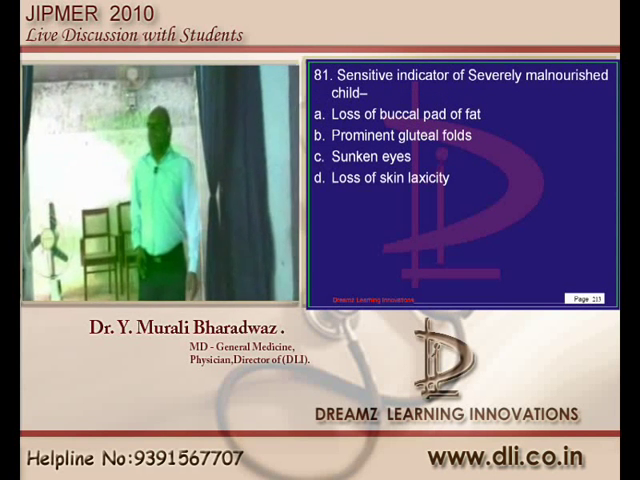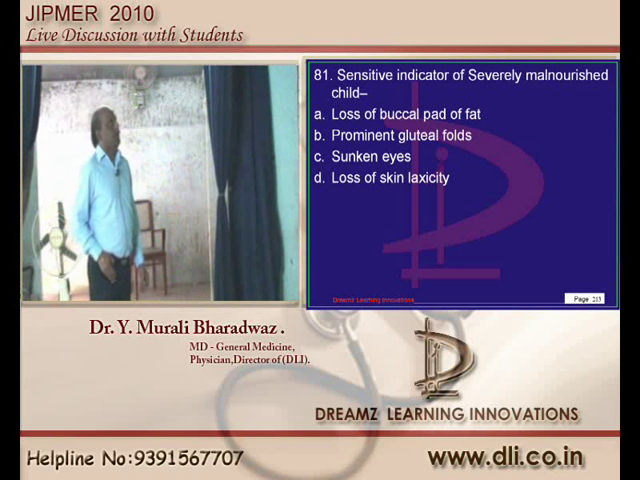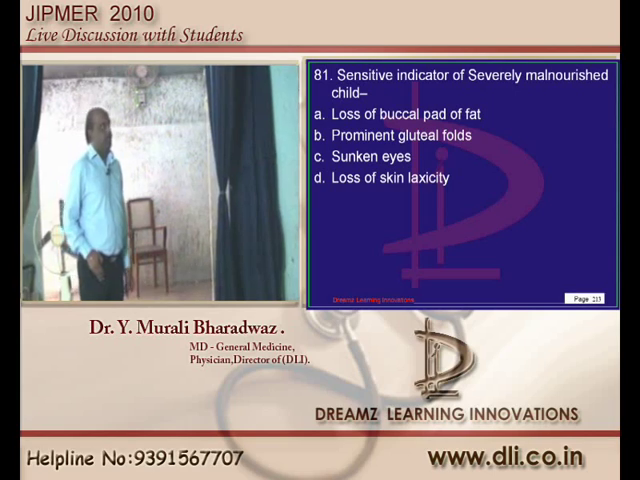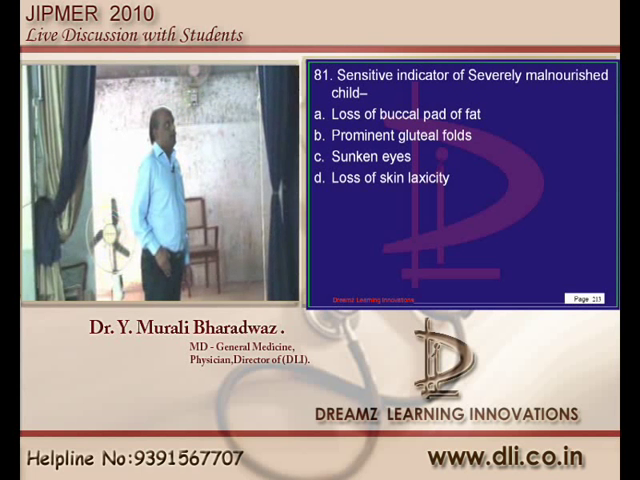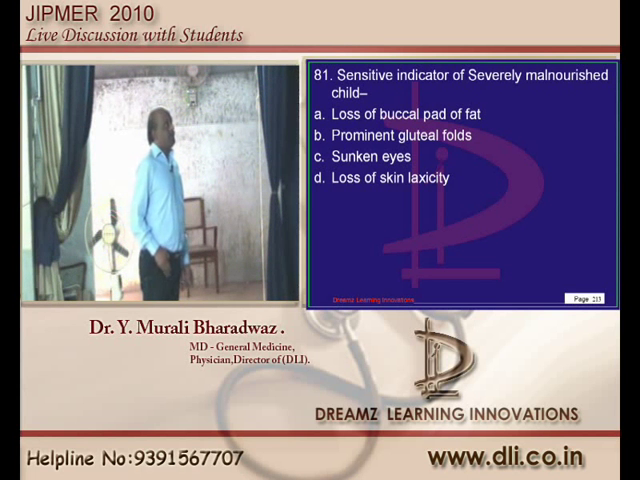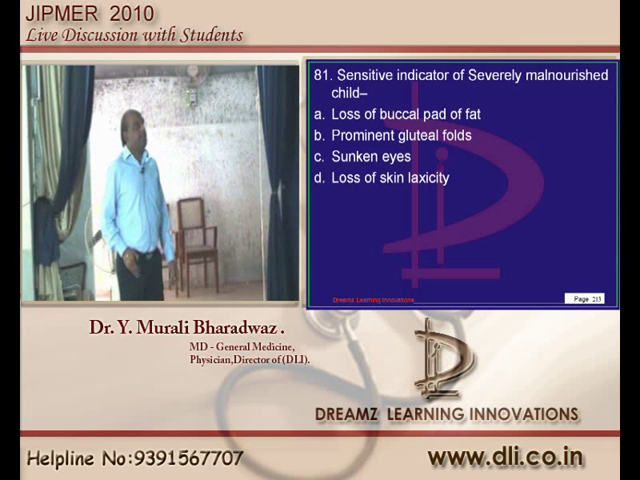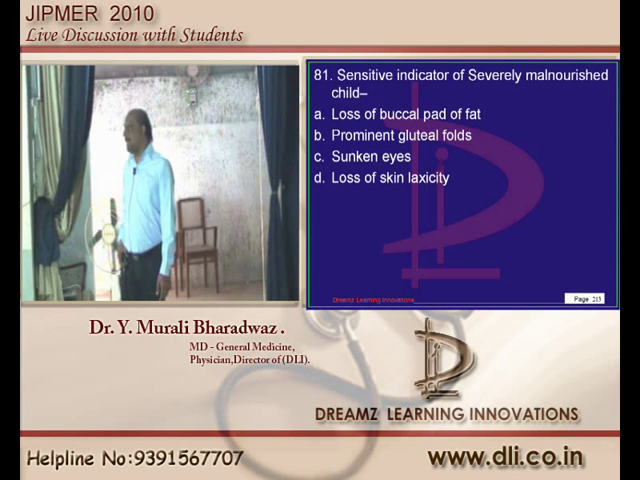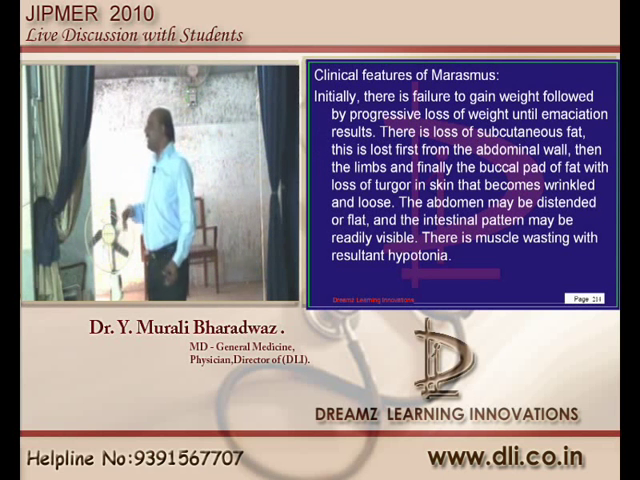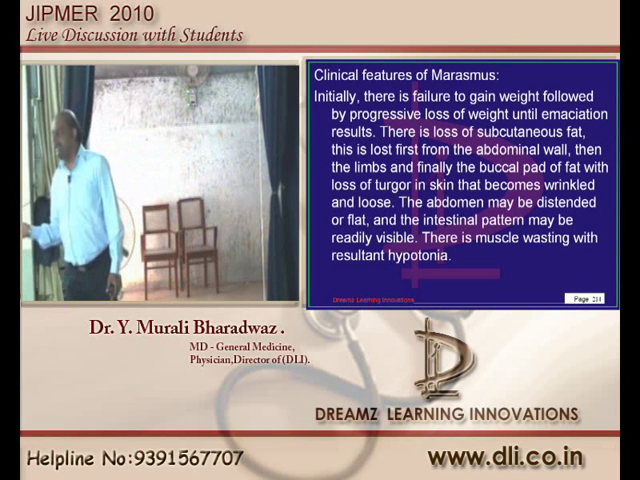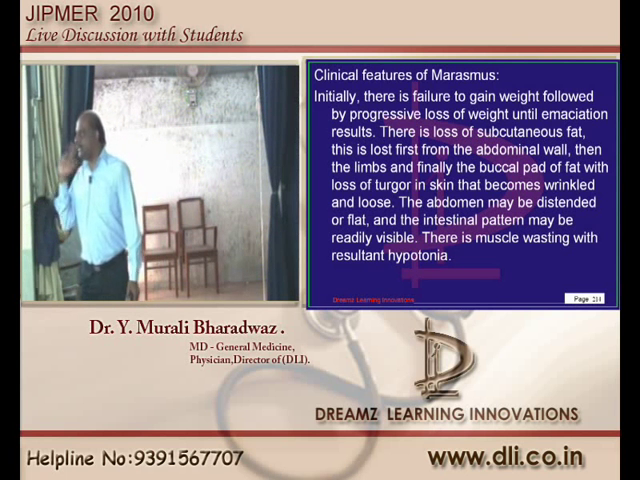Now if you take malnourishment, the loss of the buccal pad fat is a little late sign, but the loss of the turgor in the skin that becomes wrinkled and loose with the loss of the subcutaneous fat is one of the very early and sensitive indicators of malnourishment. That is what needs to be remembered. Severely malnourished child, severely malnourished is a late finding he is looking for rather than an early finding. Then the late finding would definitely be the loss of the buccal pad fat by that context.